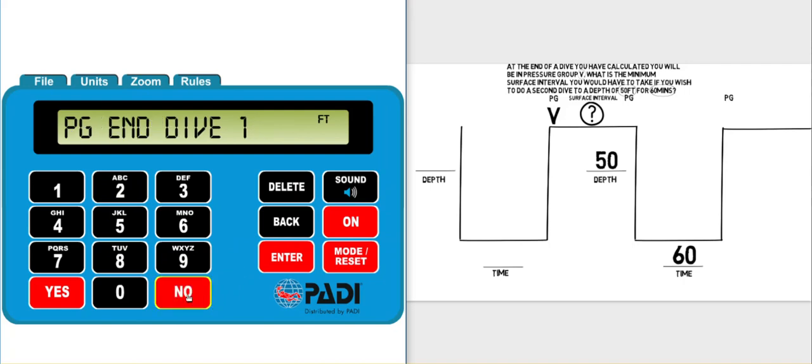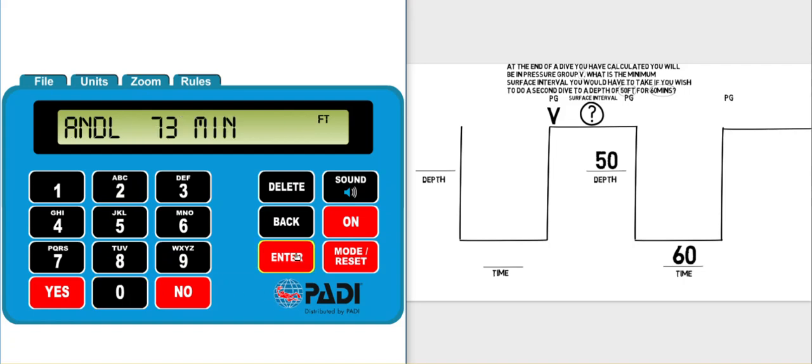Pressure group at the end of dive 1. Okay, I've got that on my diagram, my starting pressure group according to the question, the first bit of information I'm able to give my RDP ML. So I will tell it that at the end of the previous dive, I was in pressure group V. It now wants to know what my depth for my planned second dive is, which is 50 feet. And I can click enter.